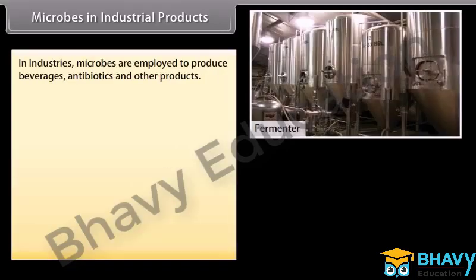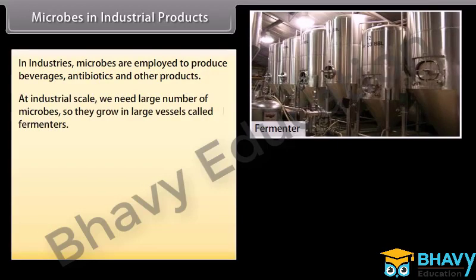Microbes in industrial products. In industries, microbes are employed to produce beverages, antibiotics and other products. At industrial scale, we need a large number of microbes, so they are grown in large vessels called fermenters.